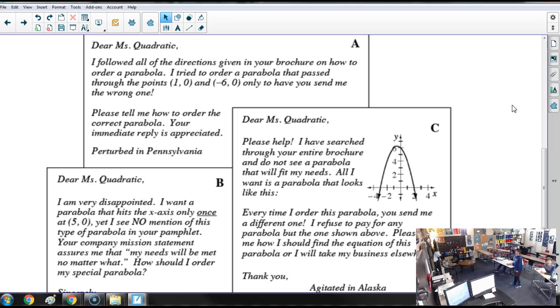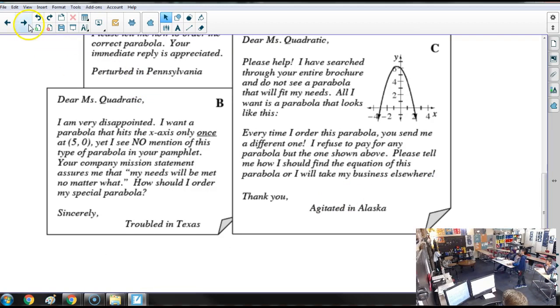C, David is upset about their company statement. He doesn't say what he ordered. What would he need to say? You need the x-intercept and the y-intercept. But he shows it there, so why don't we just make that? Because he has it. That's our company's fault. He says, all I want is a parabola that looks like this, and he draws the parabola for us. Why is he ordering a parabola from us if he drew it on his own? They're dumb people. Well, it's really cold in Alaska, so let's assume he's frozen.